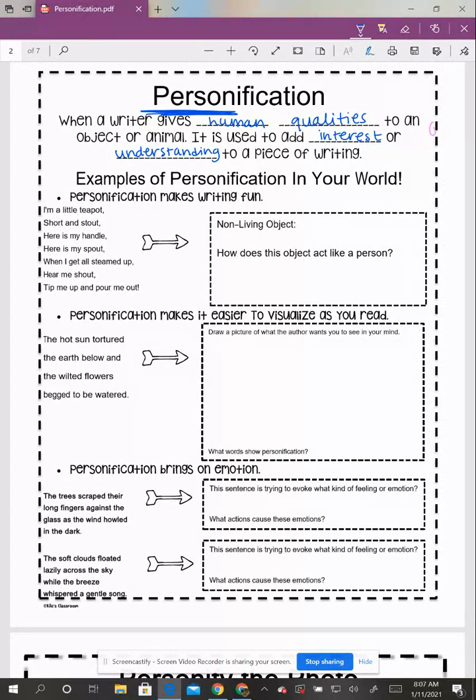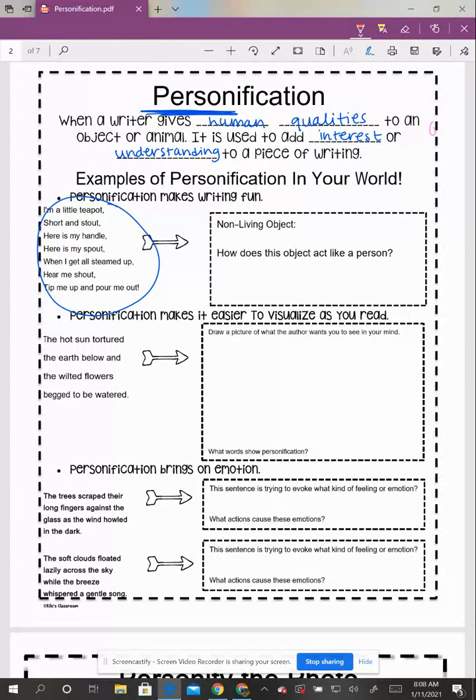Let's talk about some examples that you might see personification in your world. Well, let's look at this little nursery rhyme right here. Chances are you've probably heard it before. I'm a little teapot, short and stout. Here is my handle, here is my spout. When I get all steamed up, hear me shout, tip me over and pour me out. A little song for you this morning.